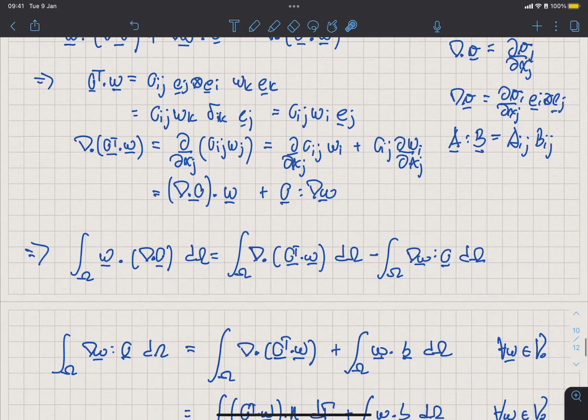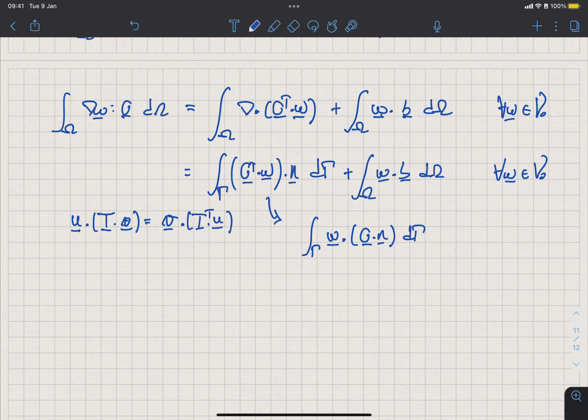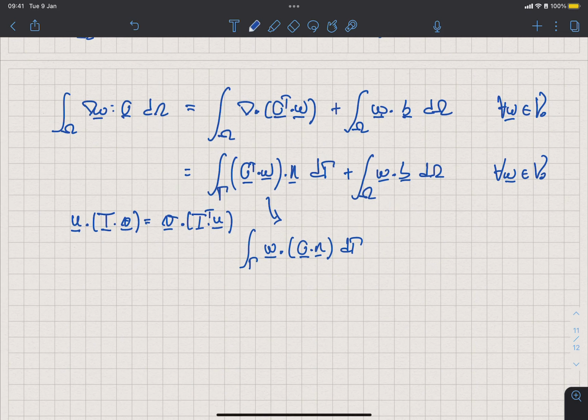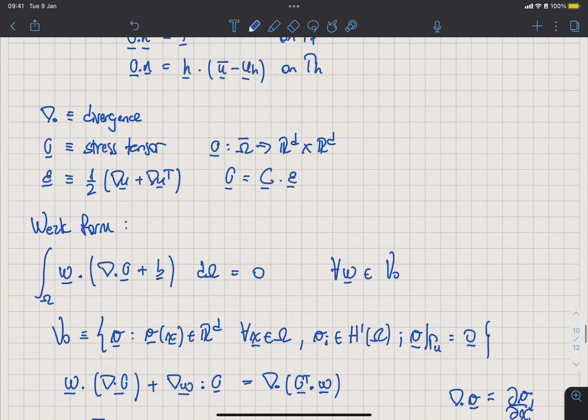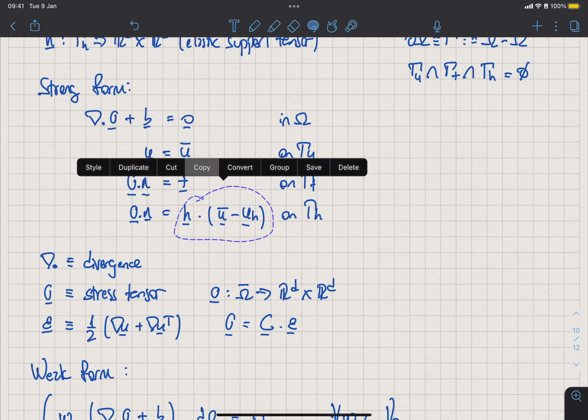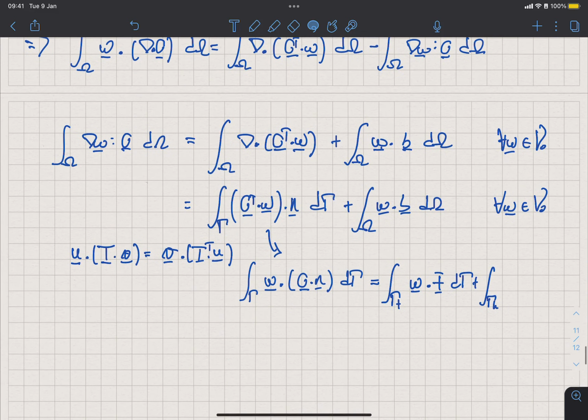So then, I'm going to move this a little bit to the left. And then I'm going to write this as an integral over gamma t, and I'm going to say W dotted with the traction plus H, and I'm just going to copy this guy because I'm lazy. And I ran out of space.